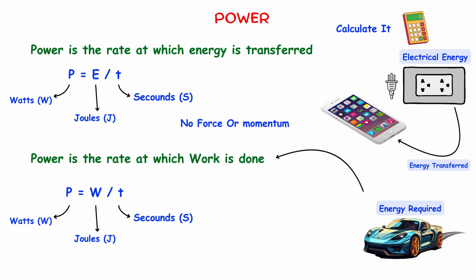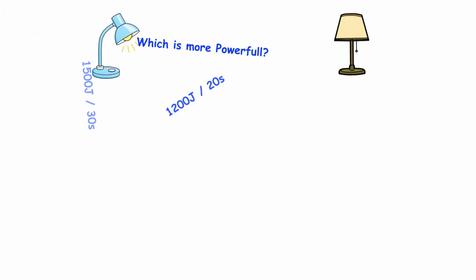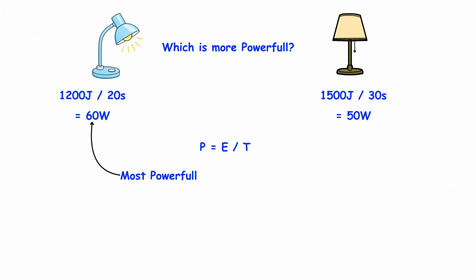To see how the equations work, let's compare two lamps to see which of the two is more powerful. The lamp on the left transfers 1,200 joules over 20 seconds, while the other one uses 1,500 joules over 30 seconds. In this case, we'd be using the energy transferred version of the power equation, as there's no actual work being done.